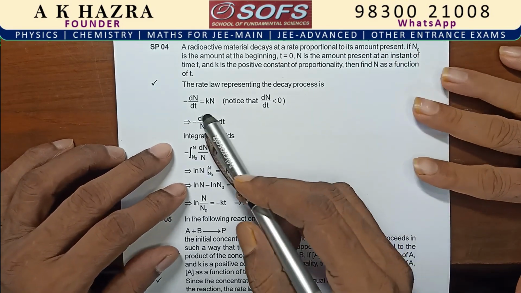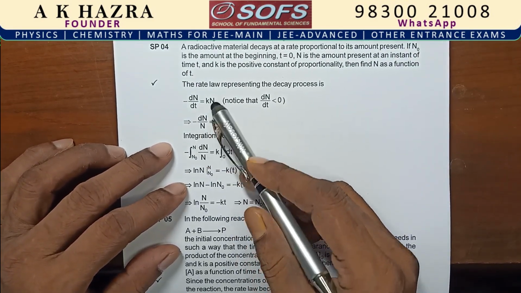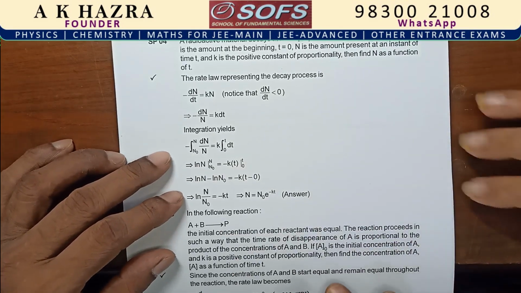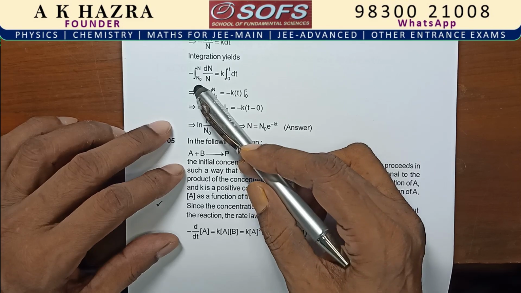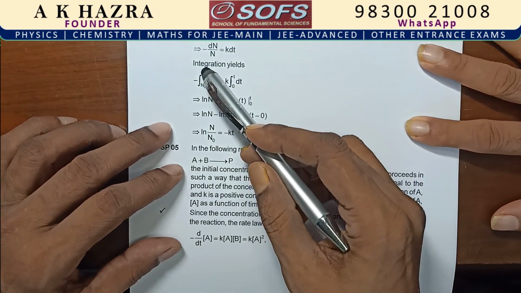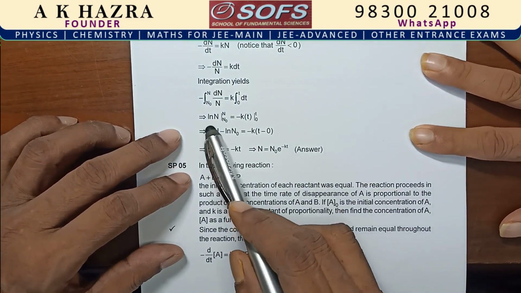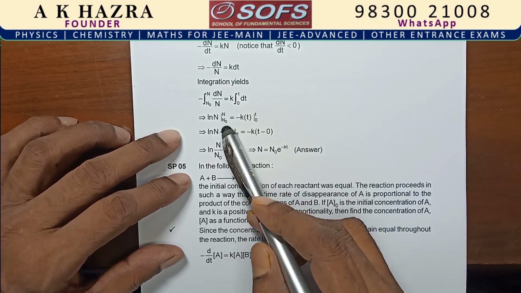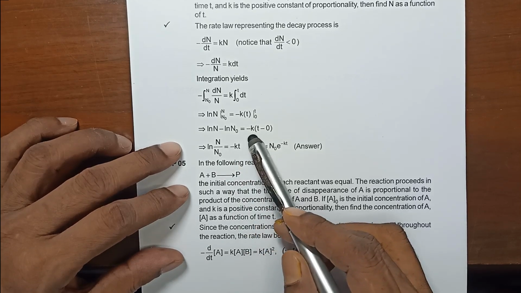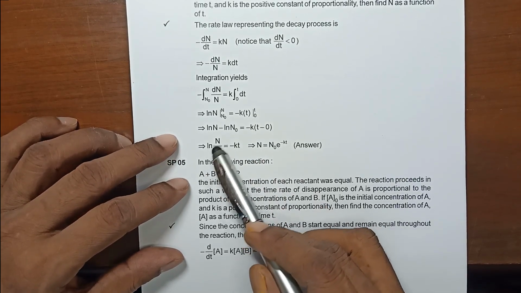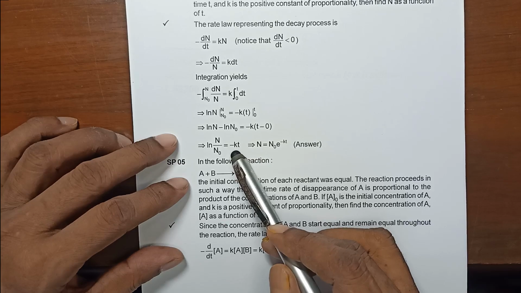Then separate the variables: minus dN by N is equal to k dt. Now ready for integration. So integrate: at t equal to 0, given, N is equal to N naught. At t equal to t, N we are going to find. So upper minus lower, it will be ln N by N naught is equal to minus kt.